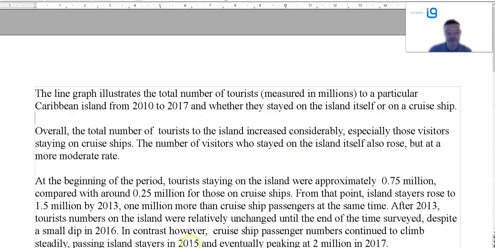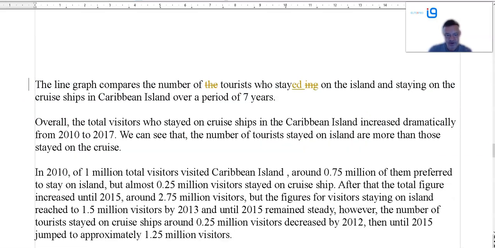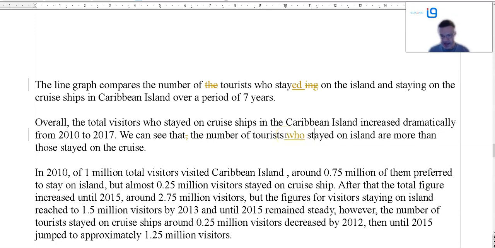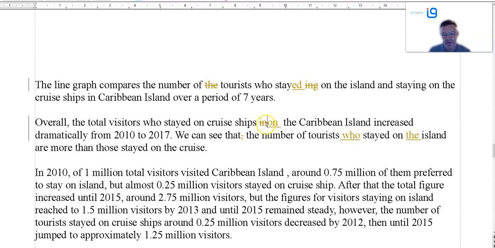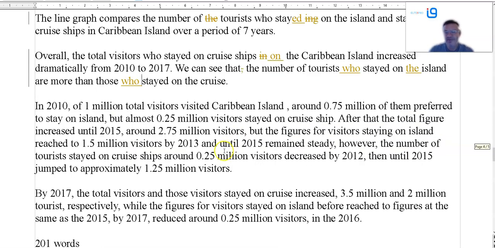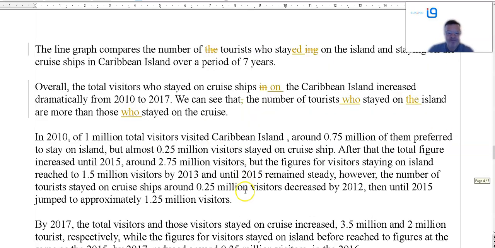Okay. So what's the overview? Let's have a look. What have they done? "Overall, the total visitors increased dramatically. We can see that the number of tourists who stayed on the island." What's this about relative pronouns and articles? Have I got to rewrite every single thing? I'm on those, who or that or who stayed on the cruise.